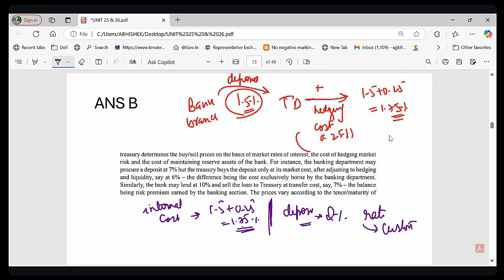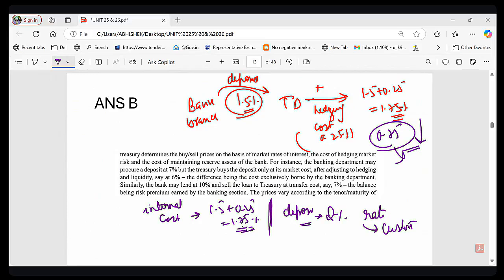So this profit margin difference is how much? 0.75. This is the profit margin, and this profit margin helps them gain more customers. So is it clear now? Please type clear in the chat box if the concept is clear, right? How transfer pricing helps you balance the deposit amount and the loan, maintaining the profitability. Using this example, I hope it is clear.